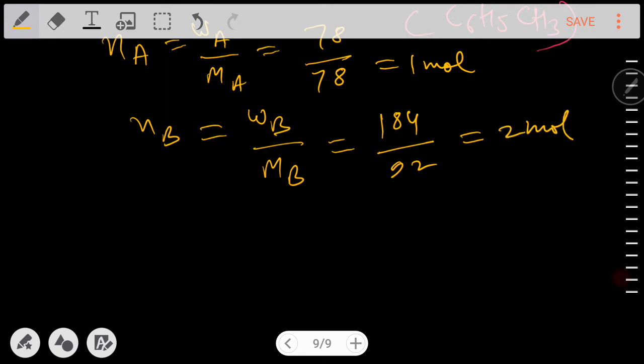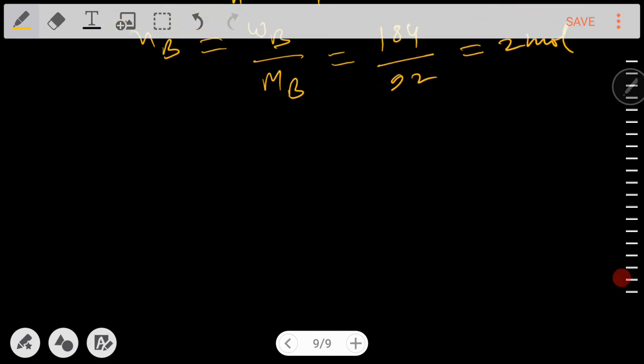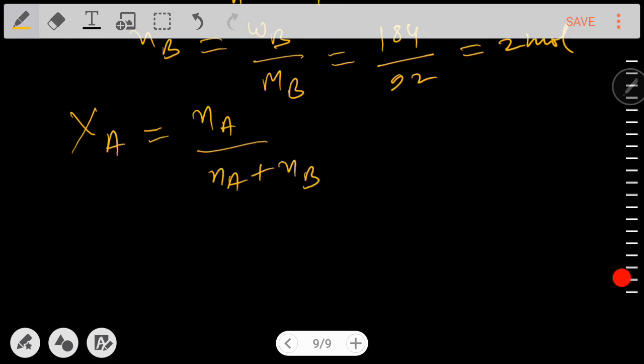Now we'll determine the mole fraction of each component. So Xa is equal to Na upon Na plus Nb. Na is 1, Nb is 2. So it is 1 by 3. Xa is 1 by 3.